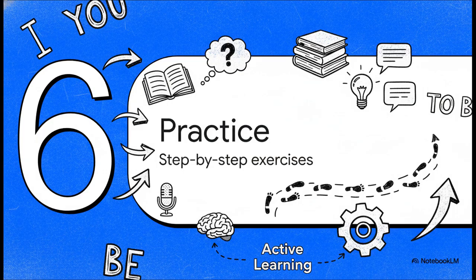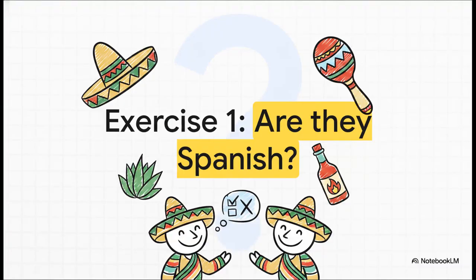Finally, section 6. Step-by-step practice. And now for the best part. We're going to turn your passive listening into active learning. I'm going to challenge you with a few scenarios pulled right from our source material to see how you do. Here is your first scenario. Are they Spanish? Now, I want you to imagine the answer is actually no, and that they're Mexican. How would you form the short negative answer before adding that correction? Take a second and think about what we just covered.